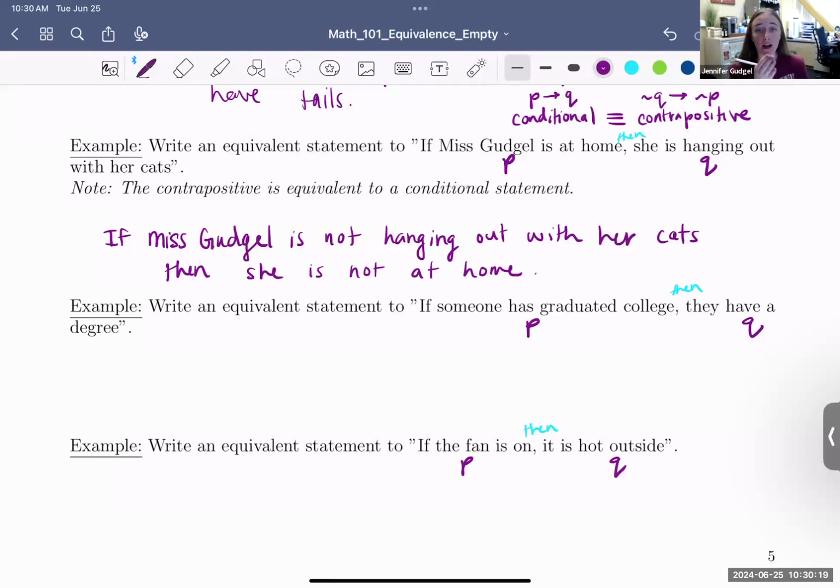So again, a negation, but it's the first piece instead. All right, I'd like you to pause and try the next 2. See if you can do it. When you're ready, hit play and I'll write them out real quick.